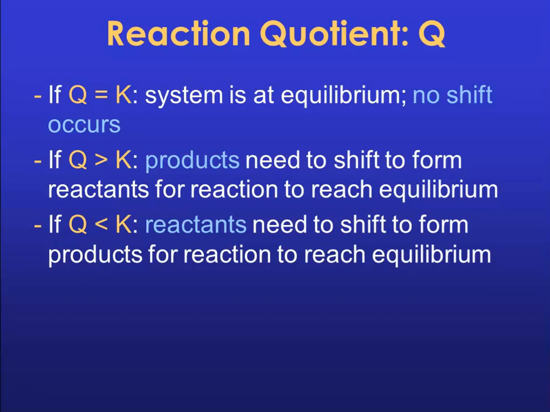If Q is less than K, you need to take some of those products and break them back down. The reaction rate for the products has gotten too large and it needs to decrease to reestablish equilibrium and form more reactants.